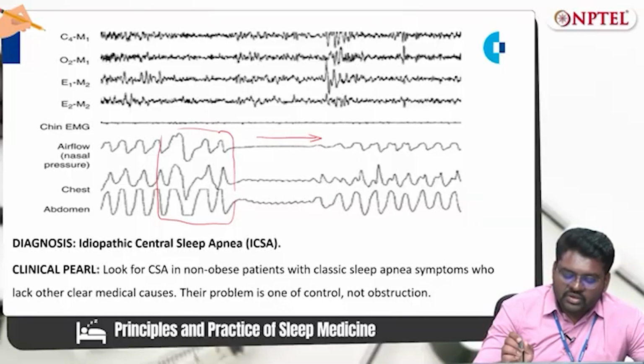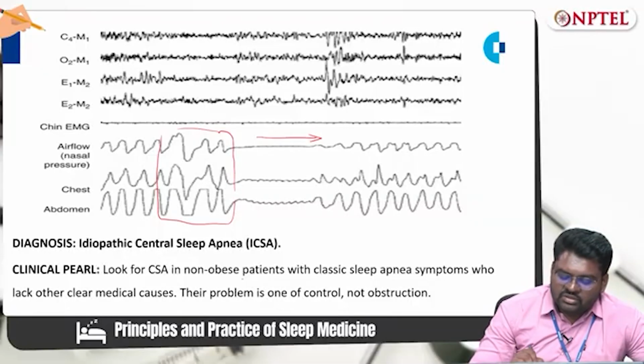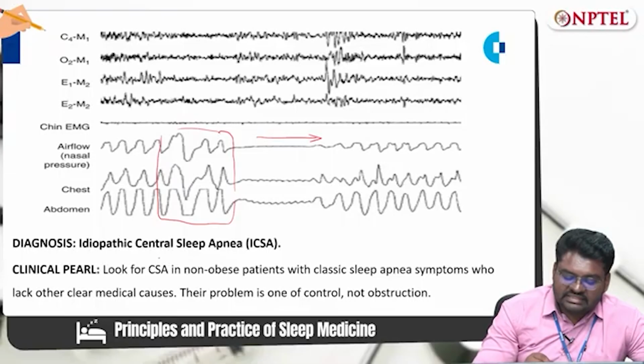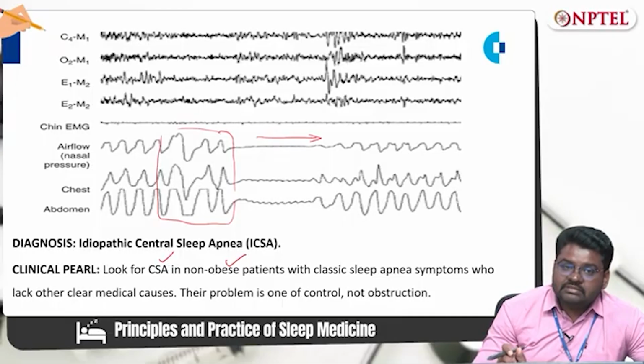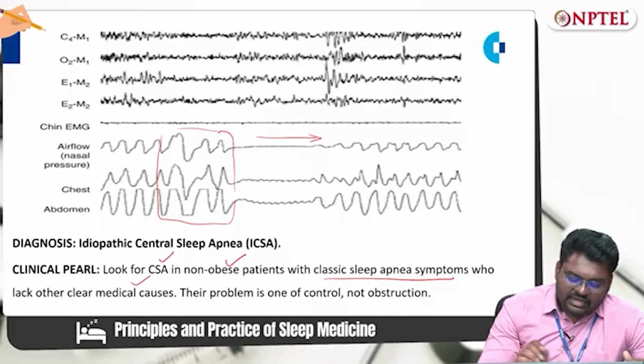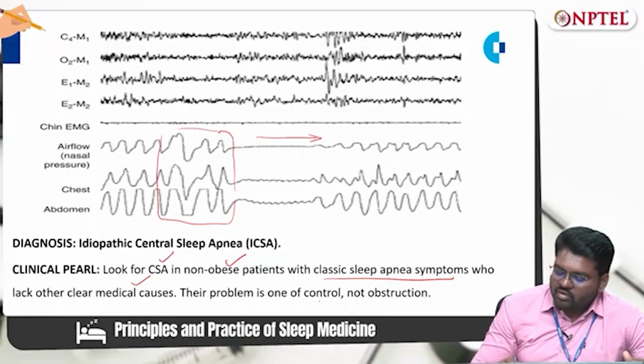What we should remember is that we should not assume non-obese patients will not have sleep apnea. So we should look for central sleep apnea in non-obese patients. Usually we suspect OSA, or obstructive sleep apnea, in obese individuals, but central sleep apnea is common in non-obese patients with classic sleep apnea symptoms and no other clear medical causes, and their problem is of control, not of obstruction.